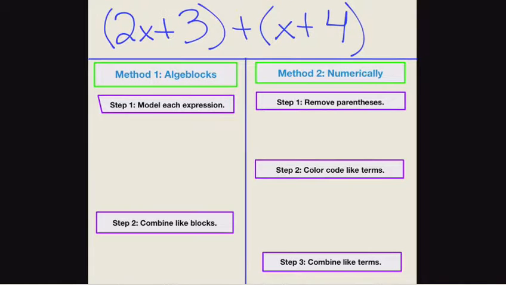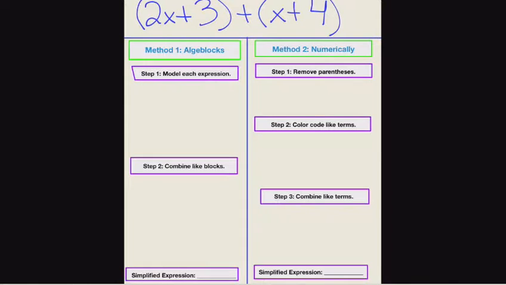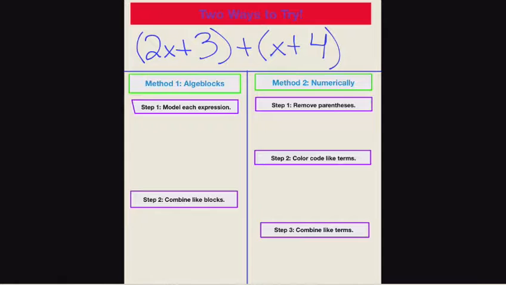When you model with Algeblocks, okay, there are 3 total steps. First, we have to model each expression. Then step 2 is to combine like blocks. And then the third and final step is to write your simplified expression. Okay, so to do this, make sure you have your bag of Algeblocks and Algeblocks Basic Mat, and make sure you have your camera open to take pictures of your work. So, we're going to start by modeling 2x plus 3, okay, and also x plus 4.